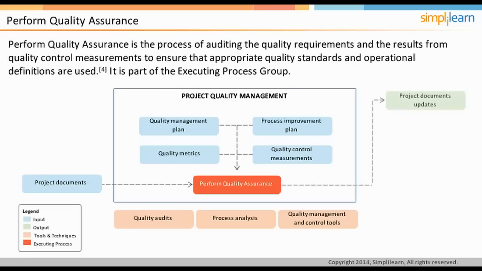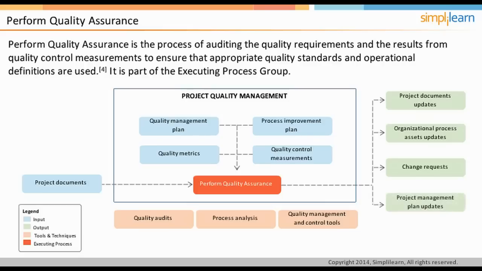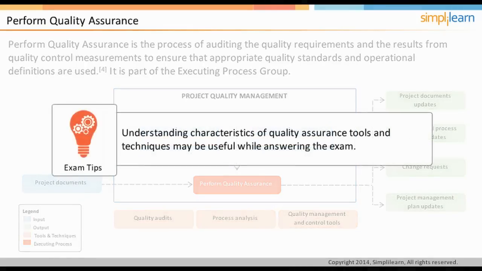The key output of this process is project documents updates to ensure that if there is any deviation from agreed standards, it is corrected. Also, if there are any lessons learned that can help improve the future projects, the organization process assets get updated. This quality assurance may result in improvement suggestions, change requests may be generated, and the project management plan may need to be updated.